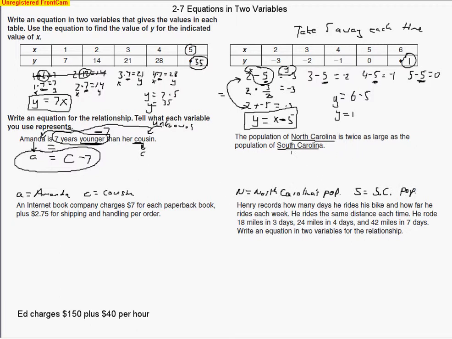Now let's try to write it. So North Carolina is, see that word is? Let's use an equal sign. So N equals twice as large as the population of South Carolina. Twice means 2 times. Another way to say that is double. So 2 times S. And if you put a multiplication sign in between, that's fine, a little dot. Or you could just have them right next to each other, and that works as well.